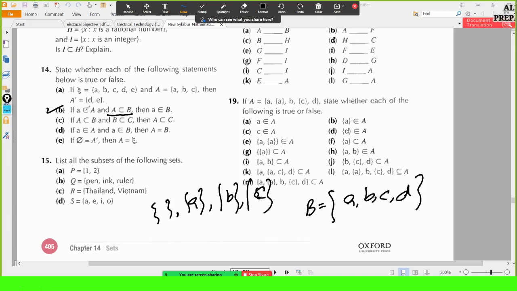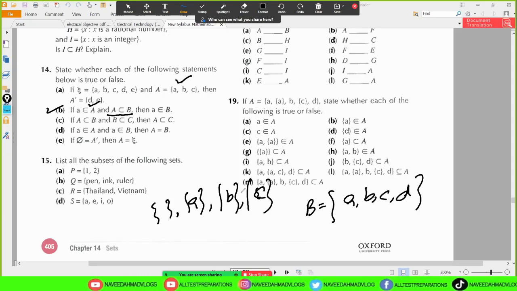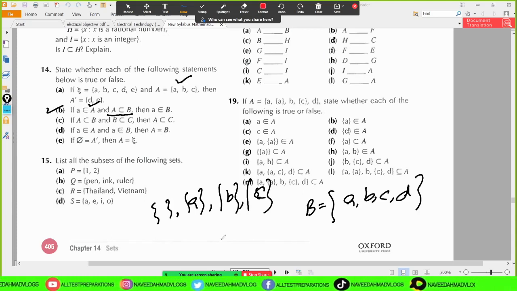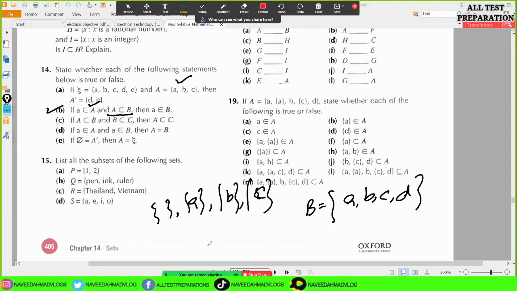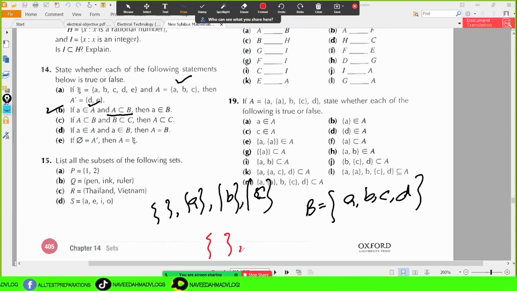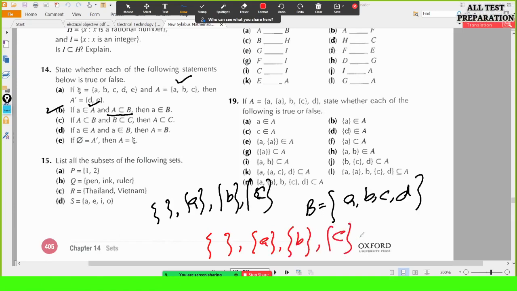So now A is an element of set A. Yes, A is an element of set A. This is satisfied. A is a proper subset of B. Yes. What subsets will B have? These are the subsets of set B, an assumption I have taken from my side. So there will be one empty subset, and one A. This is also a subset of B and a proper subset of B as well.